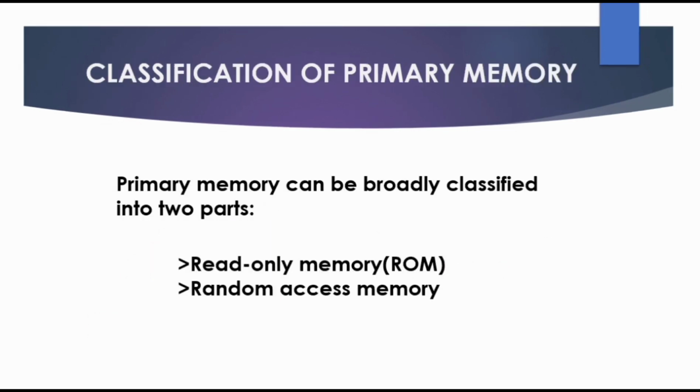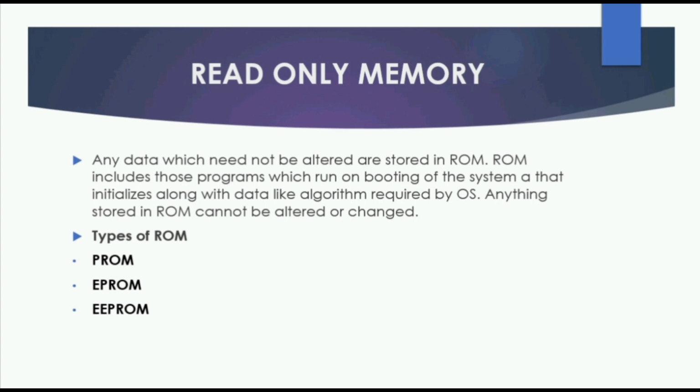So, now let's discuss the classification of primary memory. Primary memory can be broadly classified into two parts: read-only memory, which means ROM, and random access memory, which means RAM. Now let's start with read-only memory.